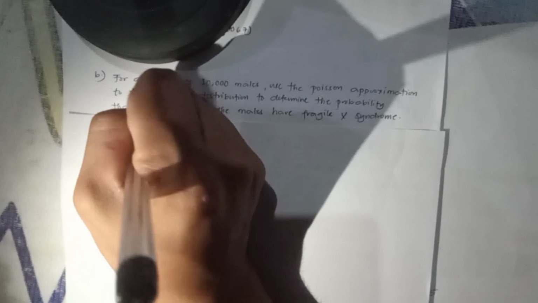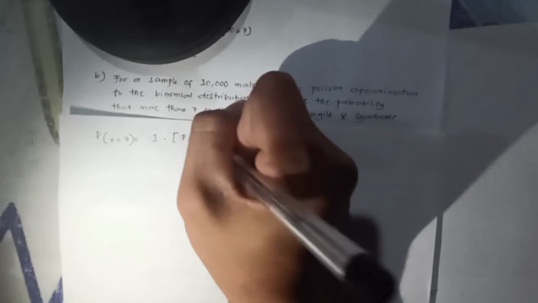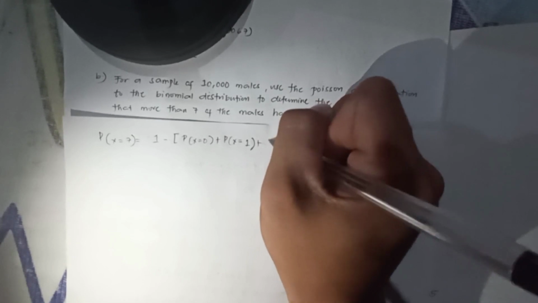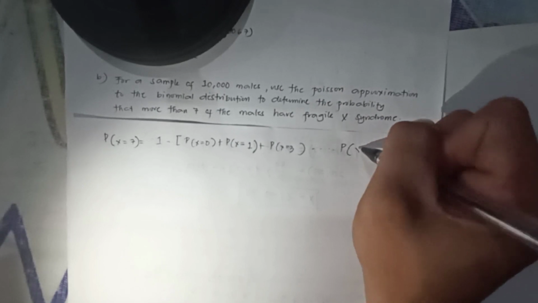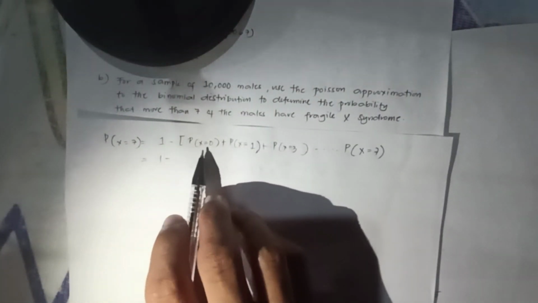And then our letter B question is, for a sample of 10,000 males, use the Poisson approximation to the binomial distributions to determine the probability that more than 7 of the males have Fragile X syndrome. So therefore, we need to find the probability of X greater than 7. You substitute the value: 1 minus P(X=0) plus P(X=1), then plus P(X=2), and so on, going to X equals 7, and then you substitute the values.